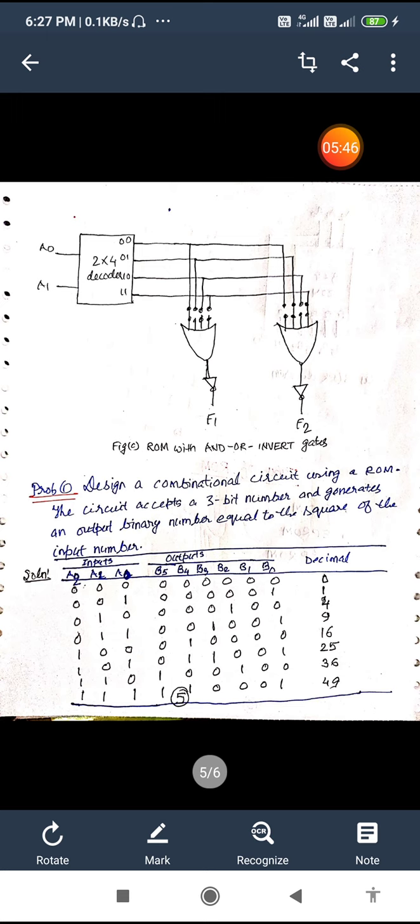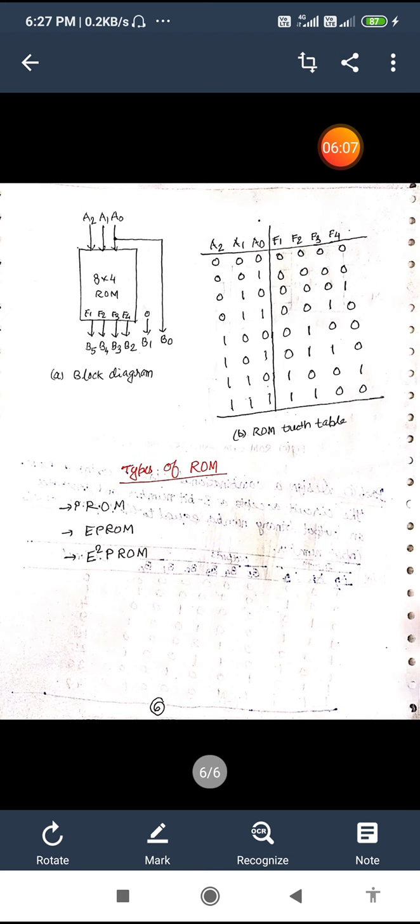Now if we compare this, we can see A0 is equal to B0, the same value. Next, all the values of B1 are 0. So we can eliminate these two, and the resulting circuit is shown here. Here we are using only 4 outputs, F1, F2, F3, F4. B1 is equal to 0 and B0 is equal to A0. So this is the resulting ROM truth table, and this is the ROM.